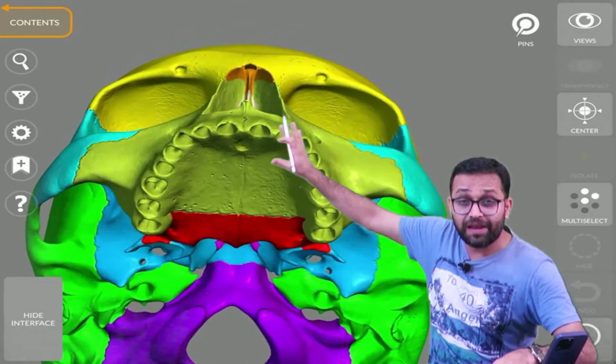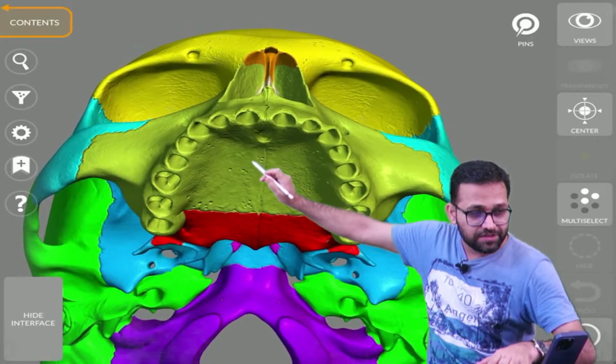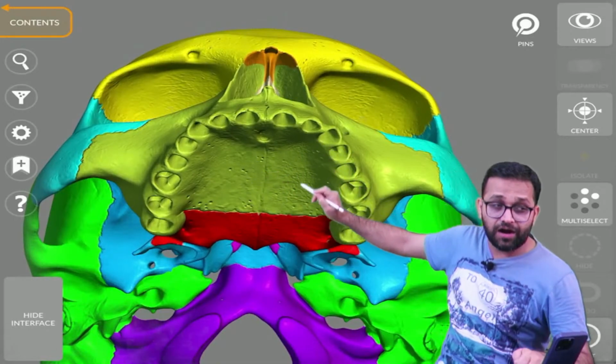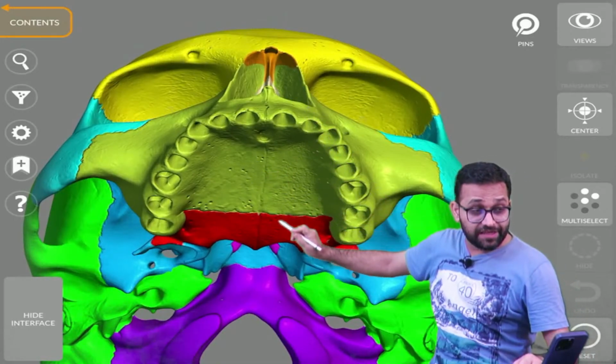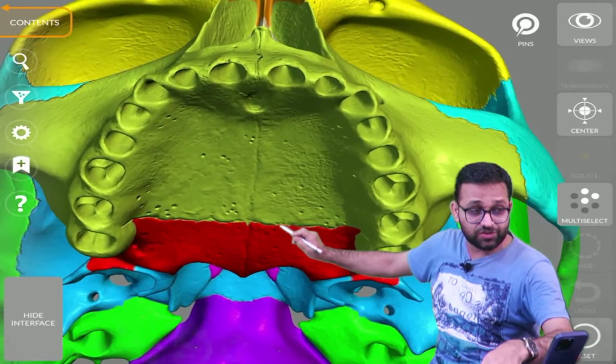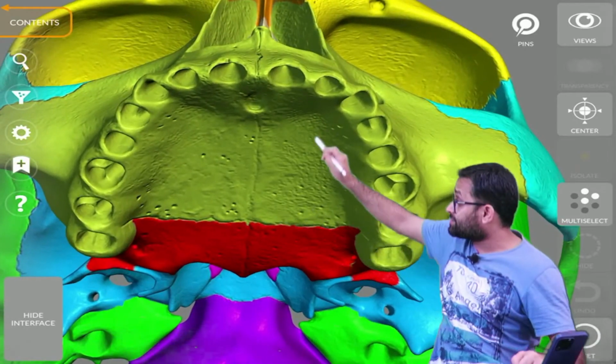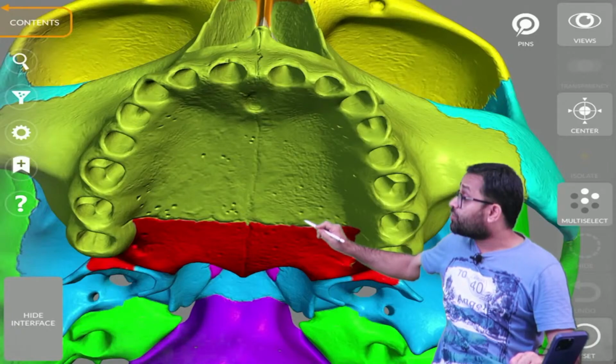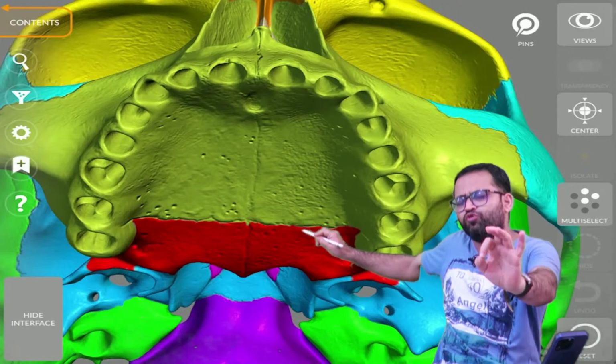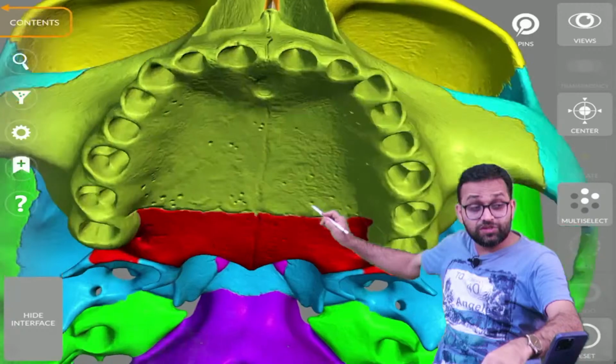Sir, this is our palate. In this palate, can you see, sir, here is our hard palate, which has the anterior part. Yes, you can see the anterior part. This is our anterior 4/5. Few books mention the anterior 2/3, and this is the posterior 1/3 part.